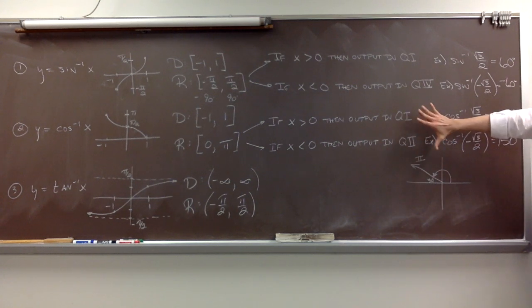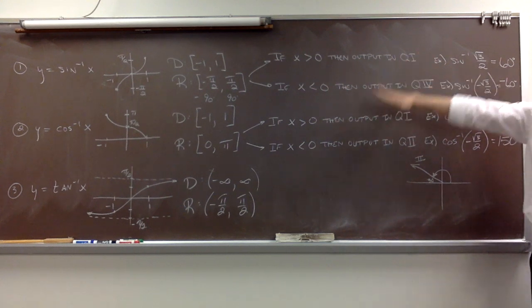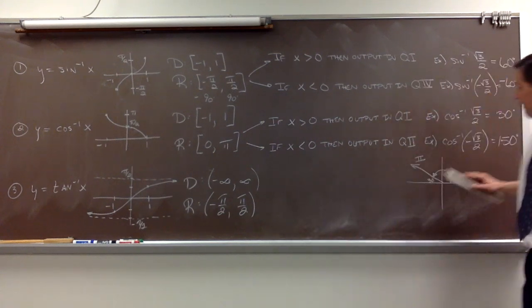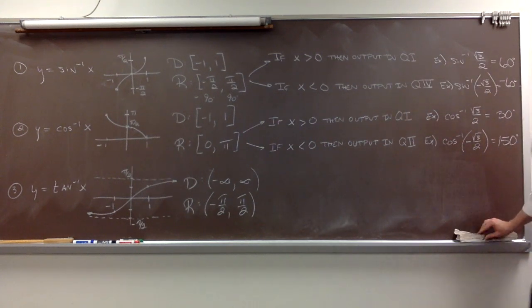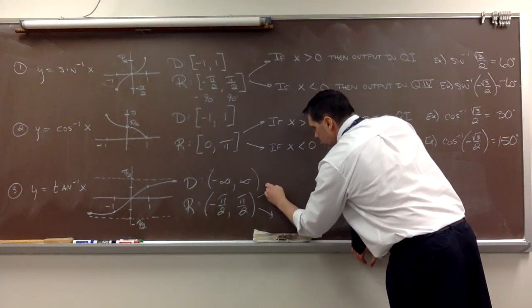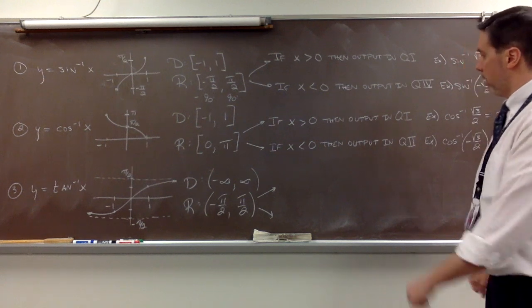Cosine is one of the more painful ones. Sine and tangent work very similarly, but cosine is a little bit different when you have to deal with the negatives. All right, as far as tangent is concerned, again, it is all about the range.